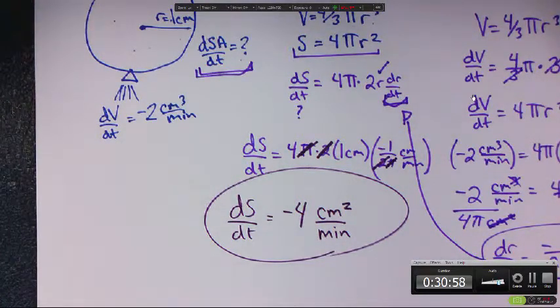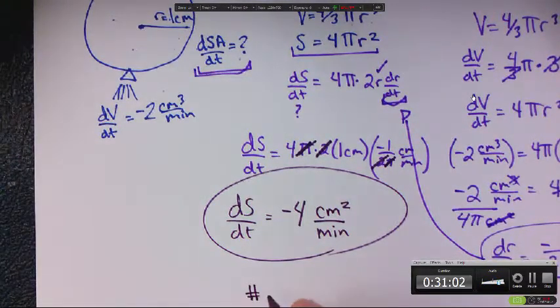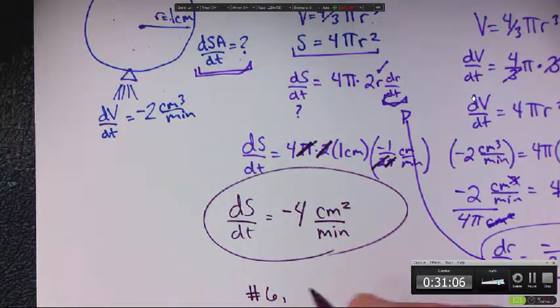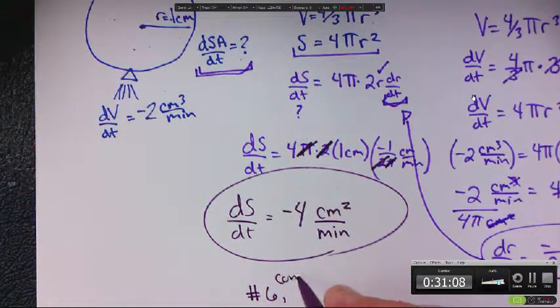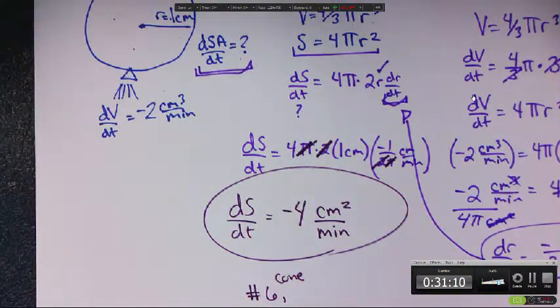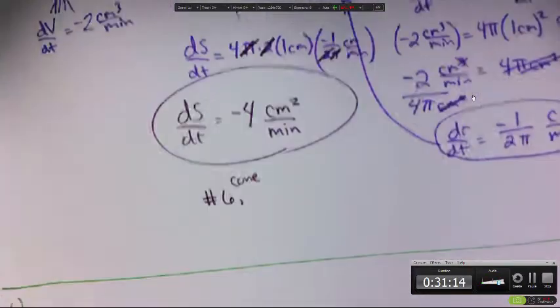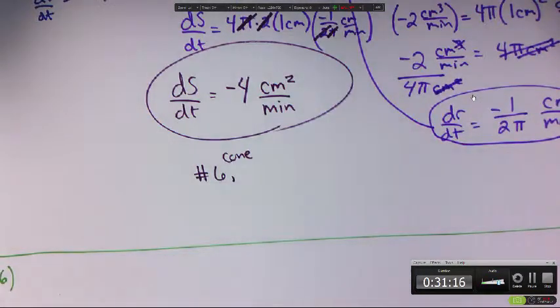Okay. For your homework for the weekend. Number 6. Guys, 6 is a cone problem. So it's going to be done very similar, almost identical to the previous cone problem. It's got different numbers involved, but the concept's the same. Also do number 8.